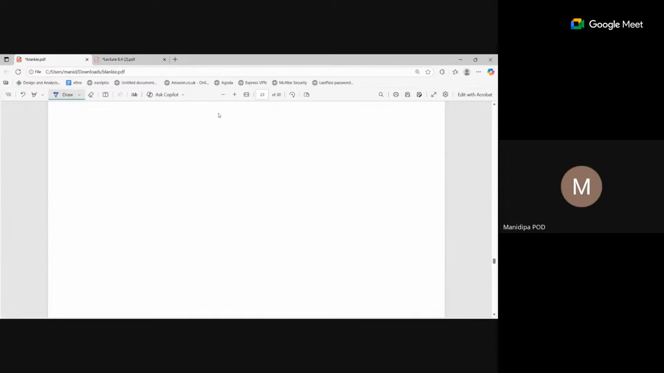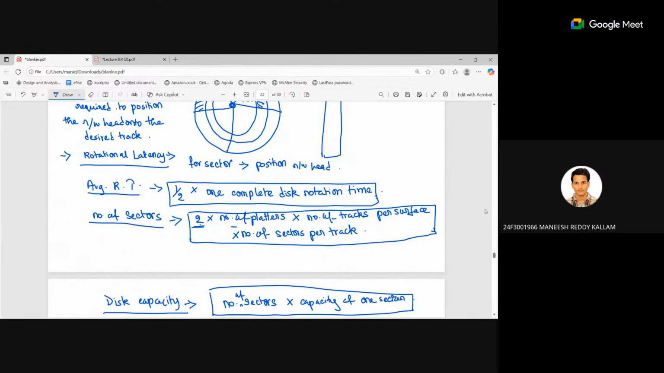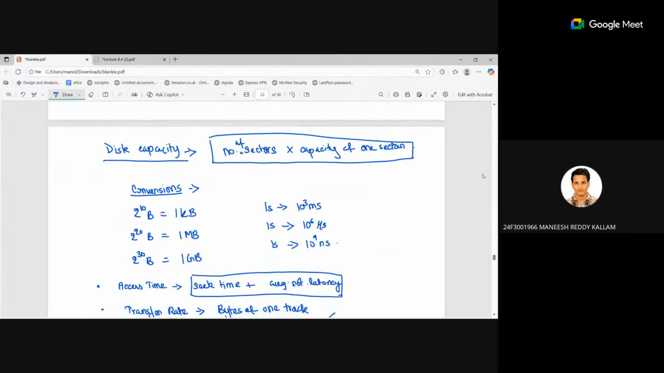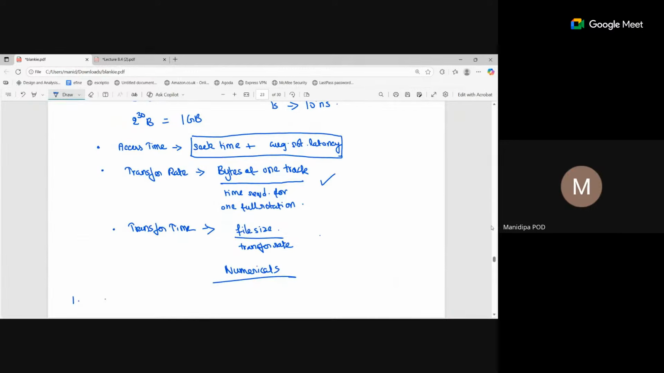Okay, should we start with the questions? So, numericals on magnetic disk. First, I'll give you the question and around 2-3 minutes to solve. Then I'll solve it. Ma'am, could you go to the formula sheet once? Yeah. Like taking a screenshot. Could you go down a bit? Done, ma'am. And this is the transfer time.